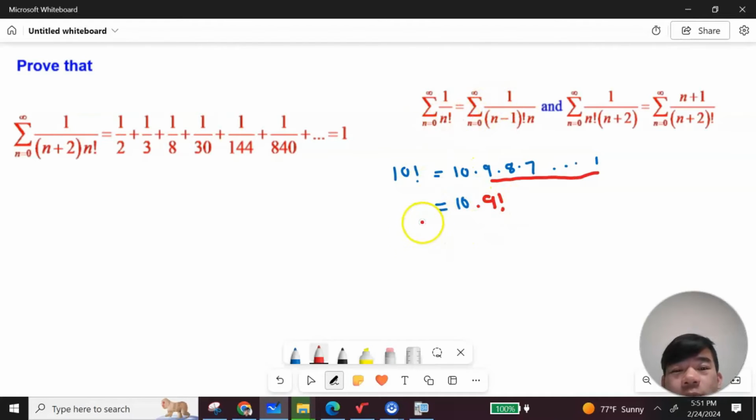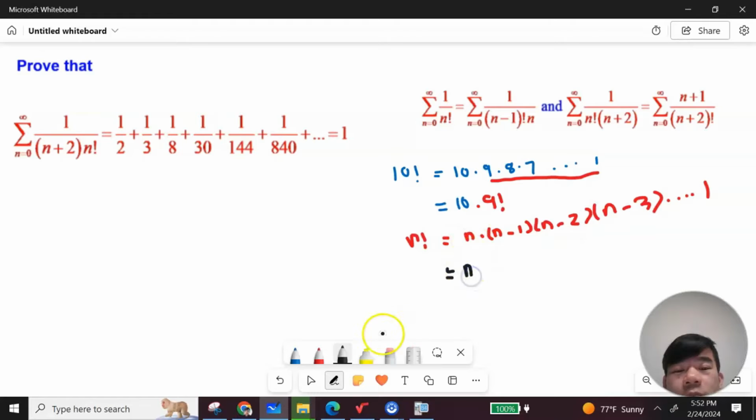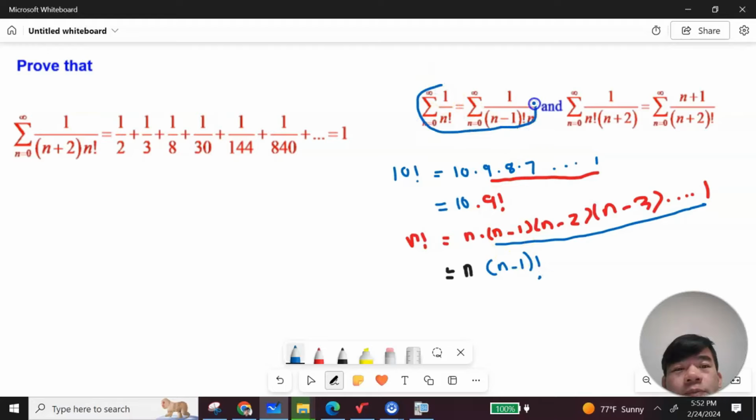So look at this one. If we have n factorial, it turns out to be n times (n minus 1) times (n minus 2) times (n minus 3) times all the way to 1, right? Then we write the biggest number first, n right here, and we combine the rest, which should be (n minus 1) factorial. That's why we have this one right here.